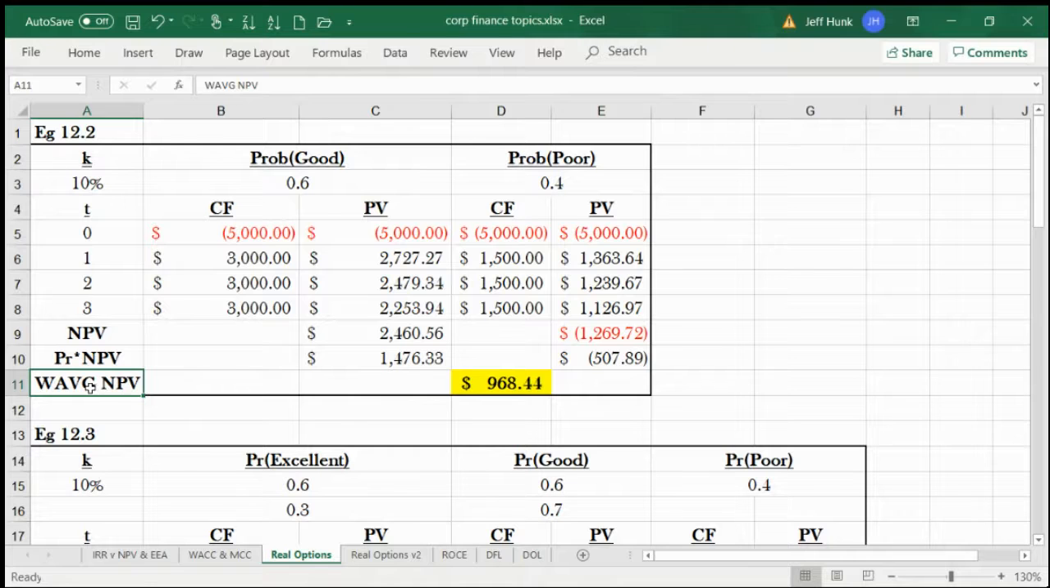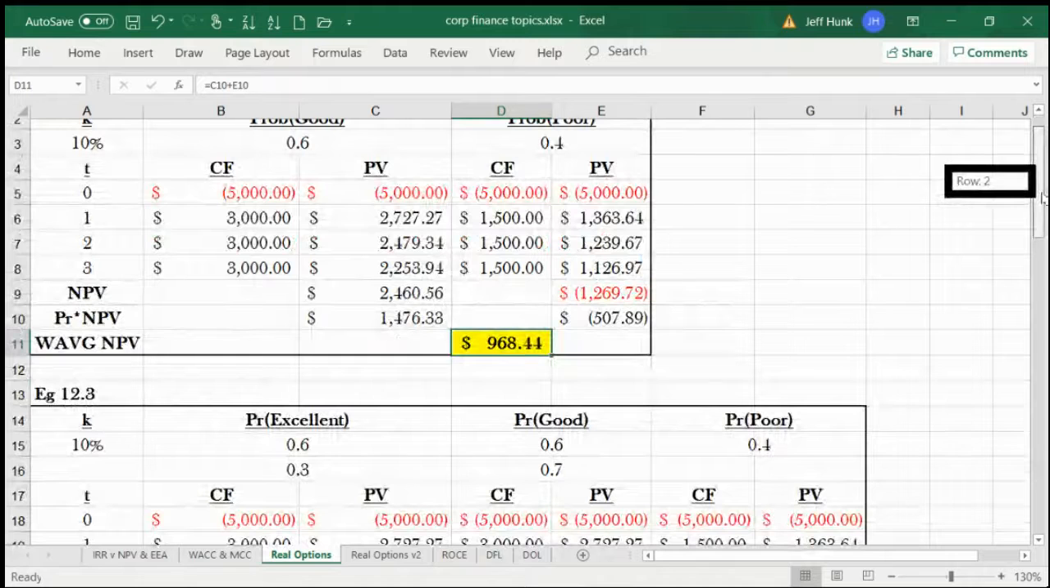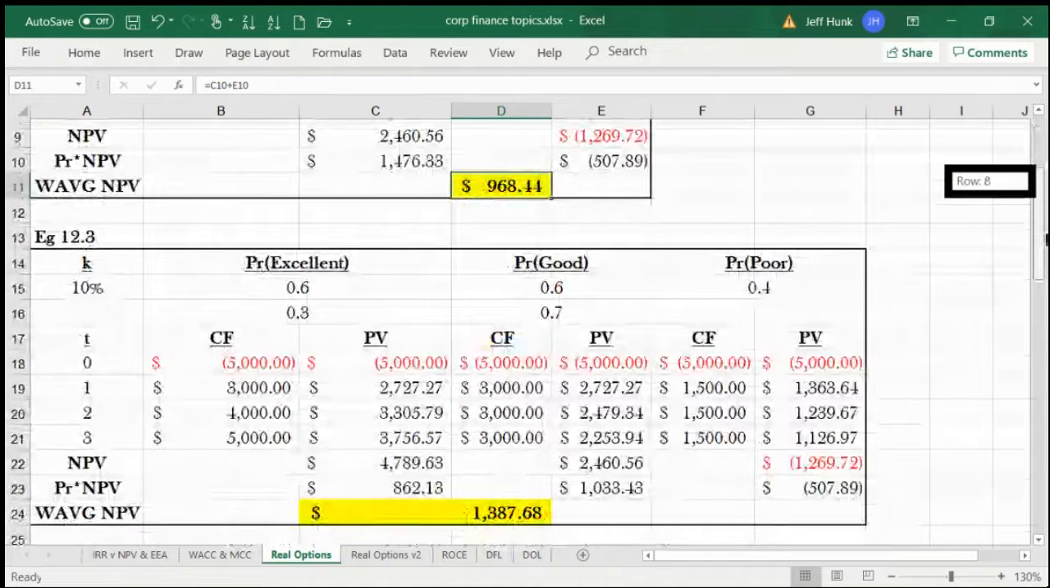Expected net present value, or weighted average net present value. Yes, simply add them up. We come to 968, right? Remember, this is the net present value without the option. Now, let's find the net present value with the option.